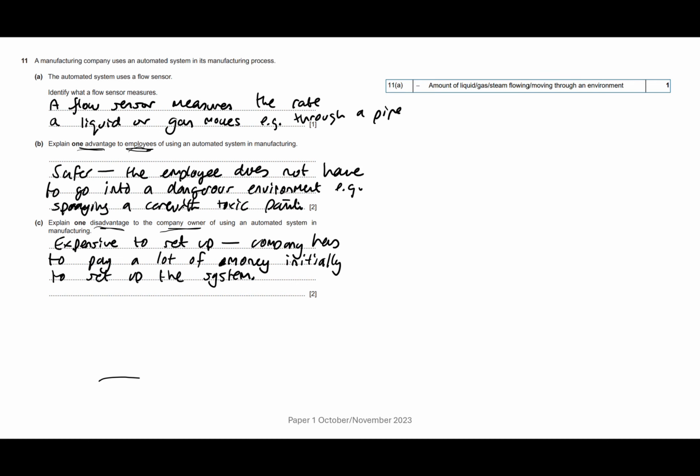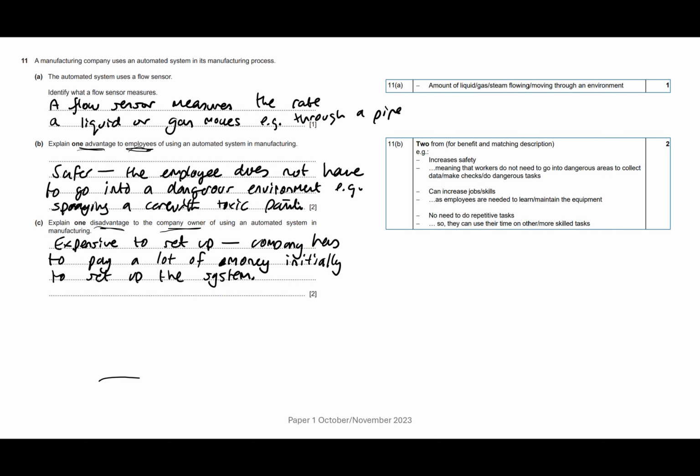So we've got a flow sensor measures amount of liquid, gas or steam flowing or moving through an environment. So I think we've covered that. Measures the rate a liquid or gas moves, e.g. through a pipe. So we've given them an example environment there, so I'm pretty happy that's quite a lot for one mark. For this one, advantage to employees, so we've gone for safety.